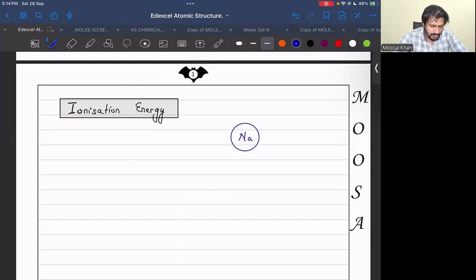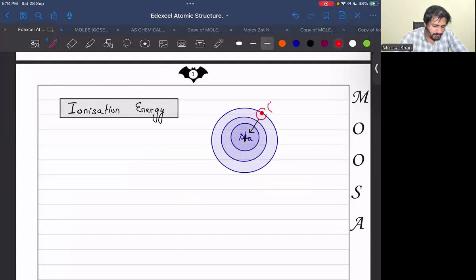For example, if we have a sodium atom, its valence shell has one electron. And this valence electron is under the nuclear attraction of the sodium atom. But if we somehow want to remove this electron from the nuclear pull of the sodium atom, we have to supply some amount of energy in the form of heat. So the amount of energy that is required to remove this electron is known as ionization energy.